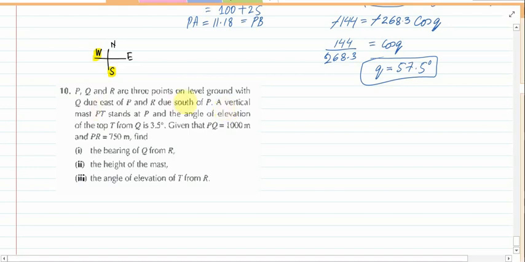P, Q and R, 3 points, Q due east of P. So let's suppose I have a point P and it says Q due east of P. So east of P is on the right side, so it's my point Q. And R due south of P, so R due south of P, that means this point, sorry, not S, it's R, right? So there are 3 points P, Q and R.